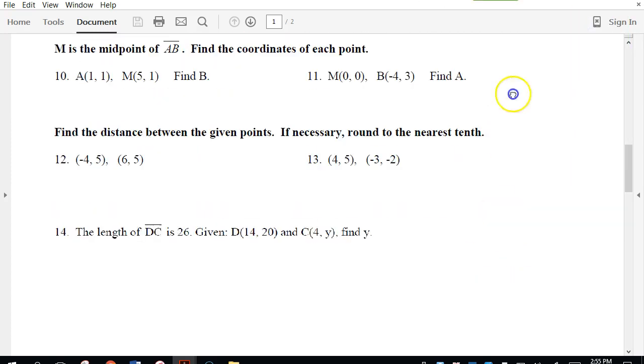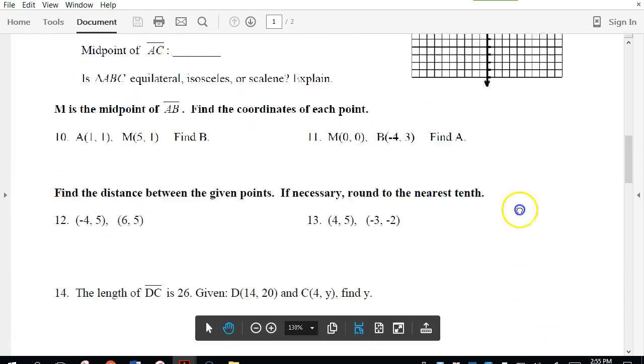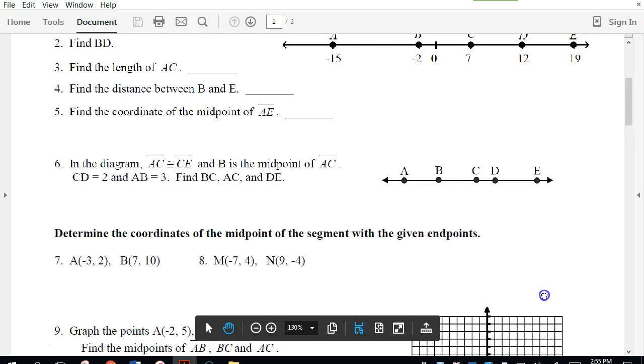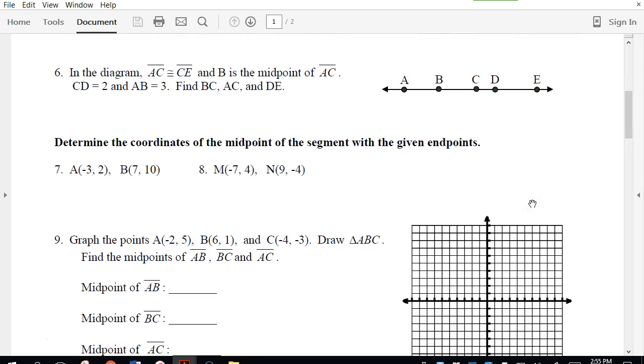Number 6. 14. I heard 14. Oh, no. Okay. Which one? Number 6. Let's look at number 6. You ask the two toughest ones first. I don't want to intimidate everyone right away.